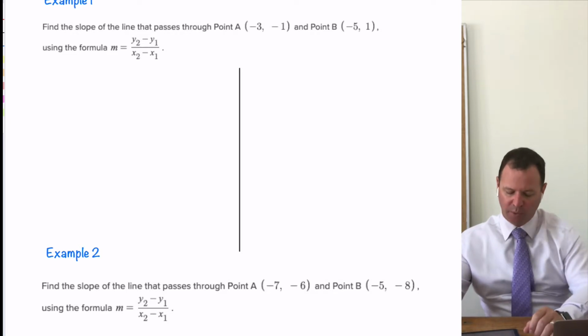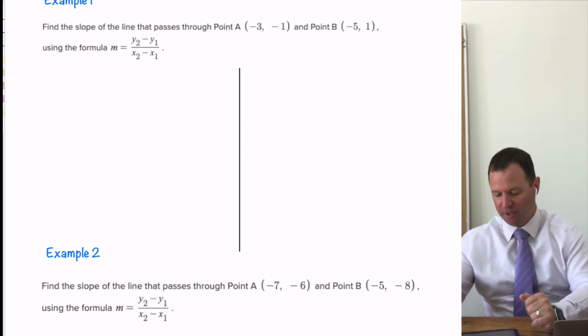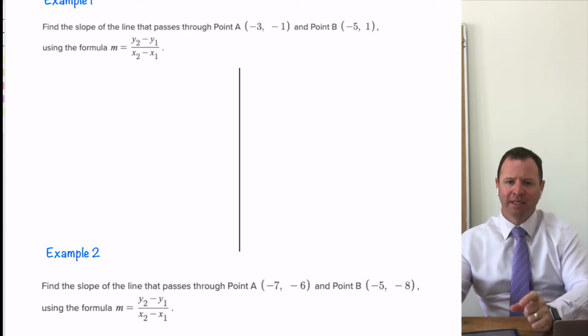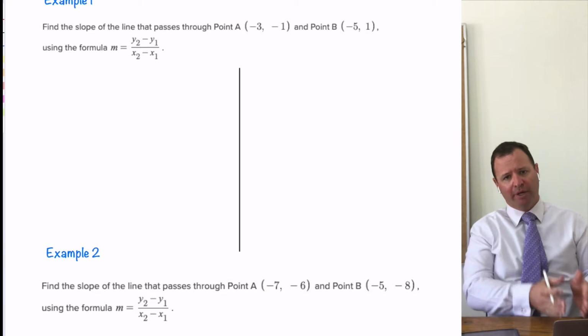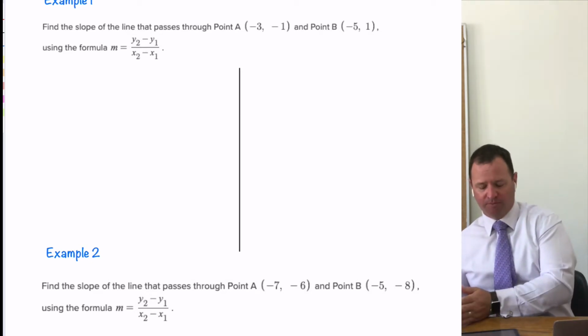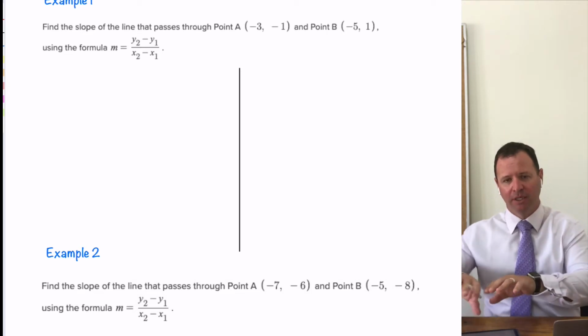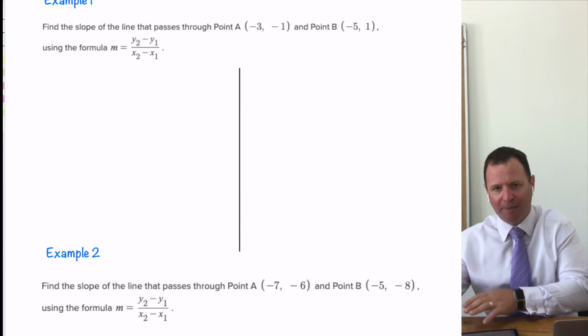So the first example we're going to do is find the slope of the line that passes through the point A, which is (-3, -1), and the point B, which is (-5, 1), using the formula that we were given earlier. I'm going to do this 2 different ways, and that's more to show you that it doesn't matter which one I call x1 and which one I call x2. Okay, and it might get a bit confusing, so if you do get a bit lost in it, just follow the first one and just trust that no matter what happens, it's going to be the same.